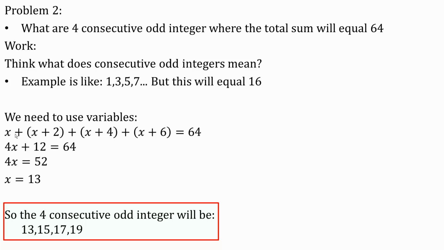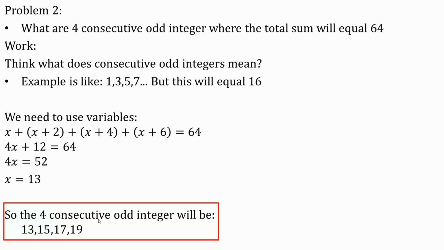The first term will be x, but in this case, the second term will be x plus 2. Think about it. This is 1 and this is 3. So 3 is bigger than 1 by 2. So the next terms will be x plus 4, and x plus 6, and the sum is equal to 64. So we have 4x plus 2 plus 4 is 6. 6 plus 6 is 12. So plus 12 is equal to 64. So 4x is equal to 52. And so x is equal to 13.